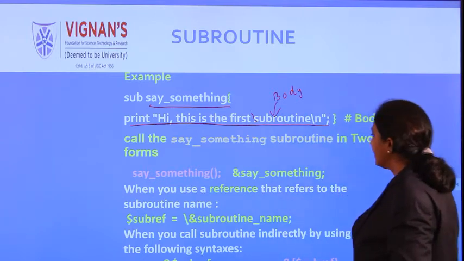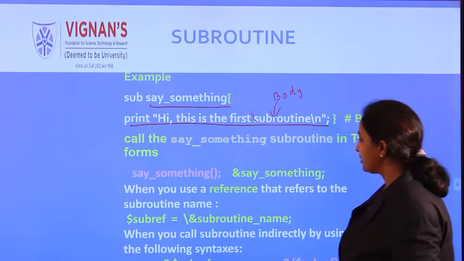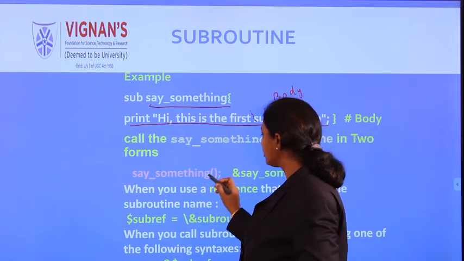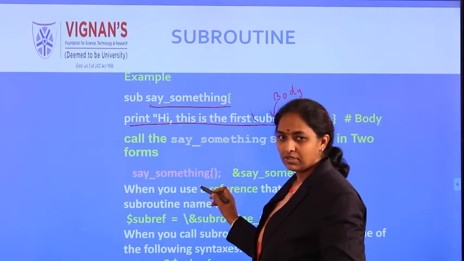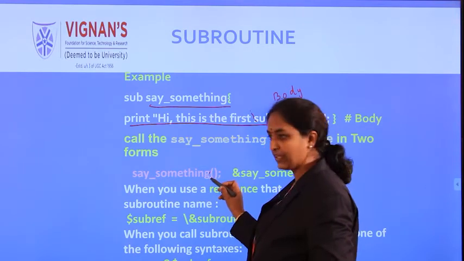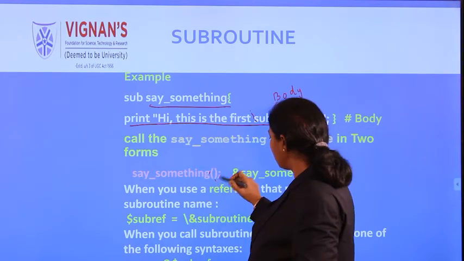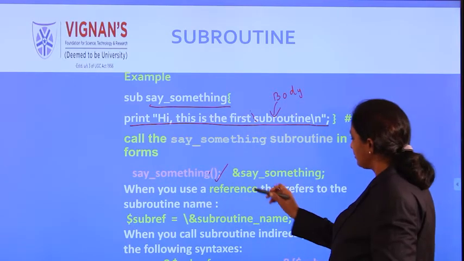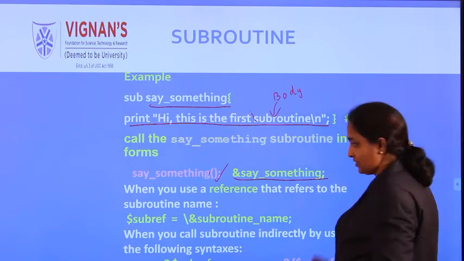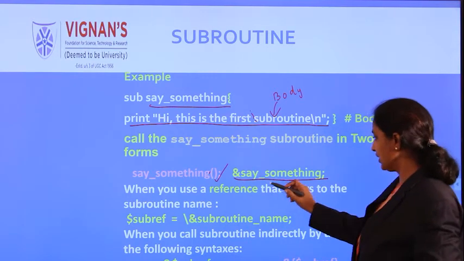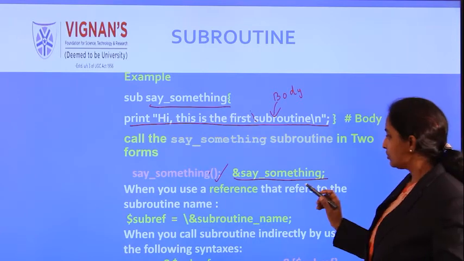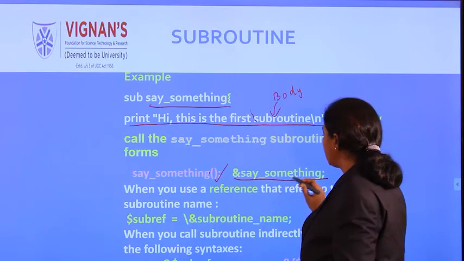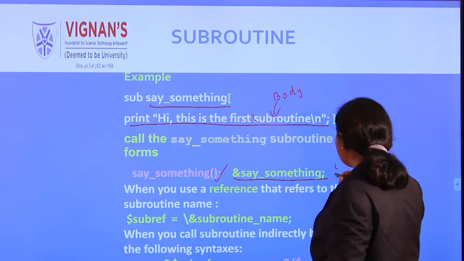Now see how to call this. In the normal way, it doesn't have any parameters: say_something followed by open and close braces. This is the way we were calling the function earlier, already we have seen. But you see, this is another way of calling the function: ampersand say_something. So now the question is, when can we use this kind of calling?